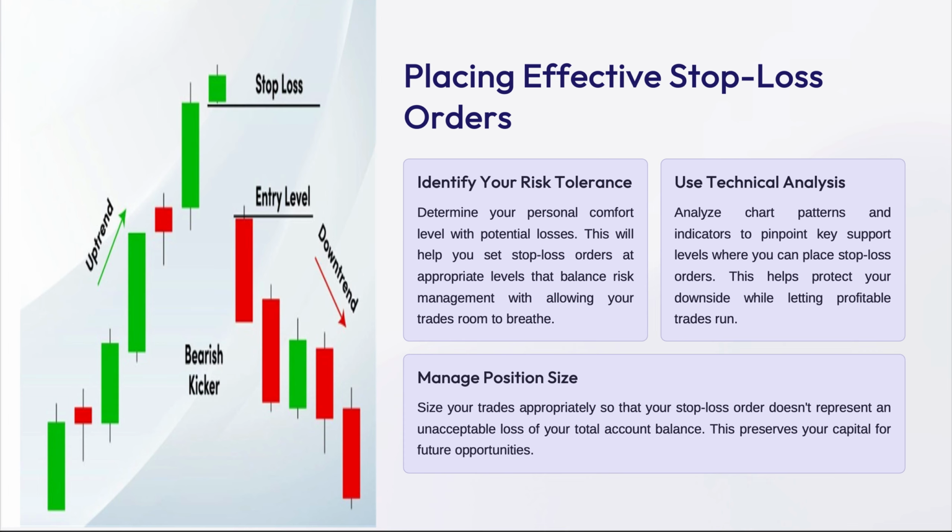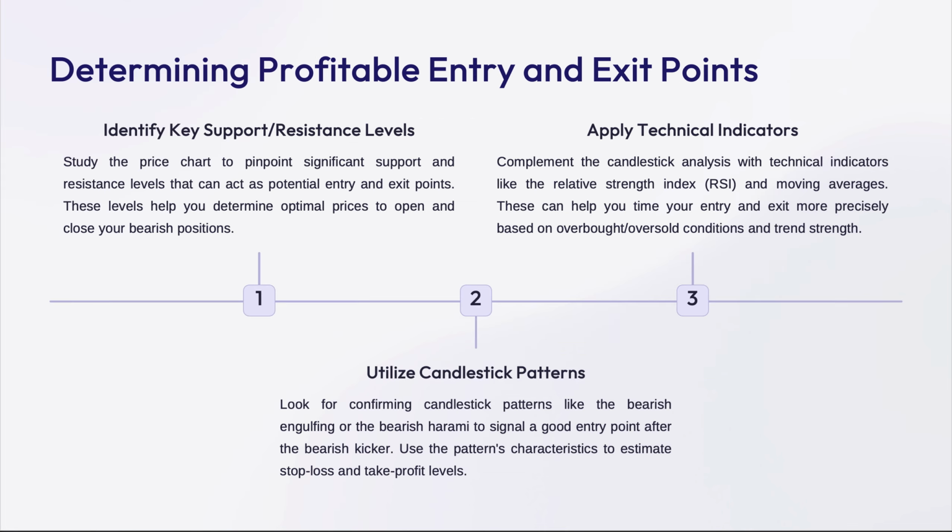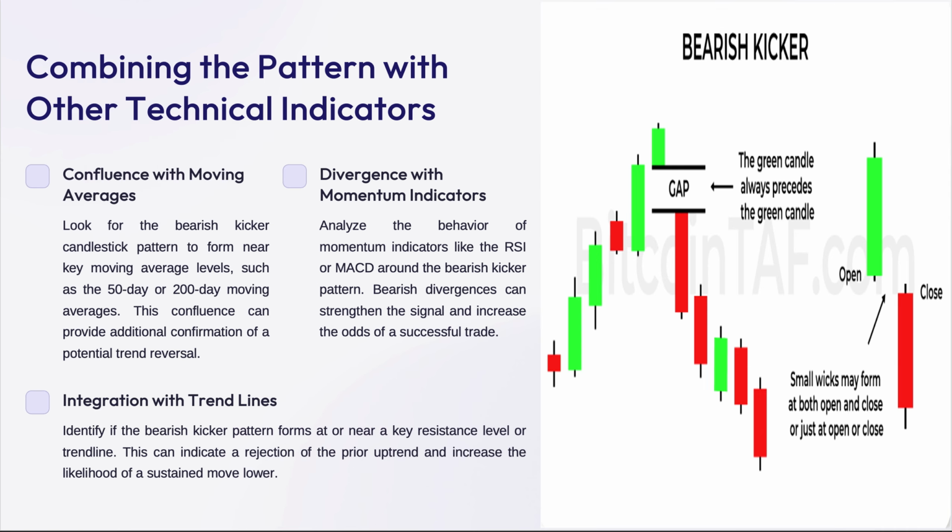Placing effective stop losses, identifying your risk tolerance, managing position sizes, technical analysis, these are very, very important things. The first is identifying the key support and resistance levels. If this happens at a resistance level, I would definitely love to take it. If this happens at a higher moving average level, I would definitely like to take that one. Utilize candlestick patterns and apply the technical indicators. These are very, very important when you're deciding position sizing.